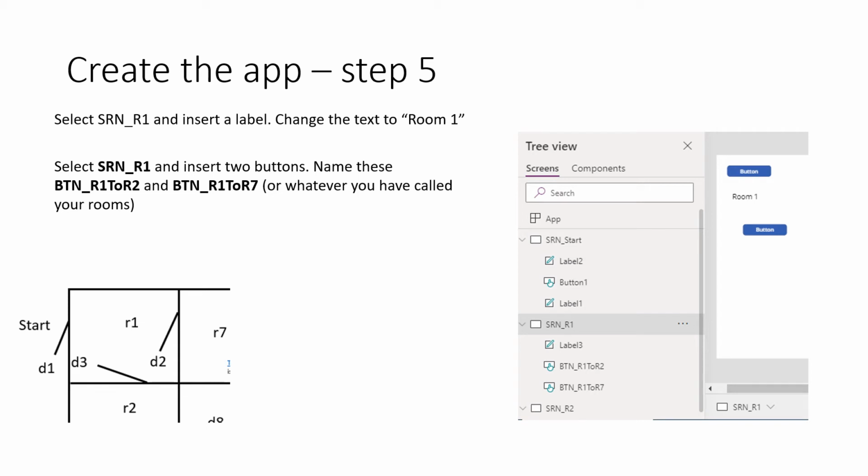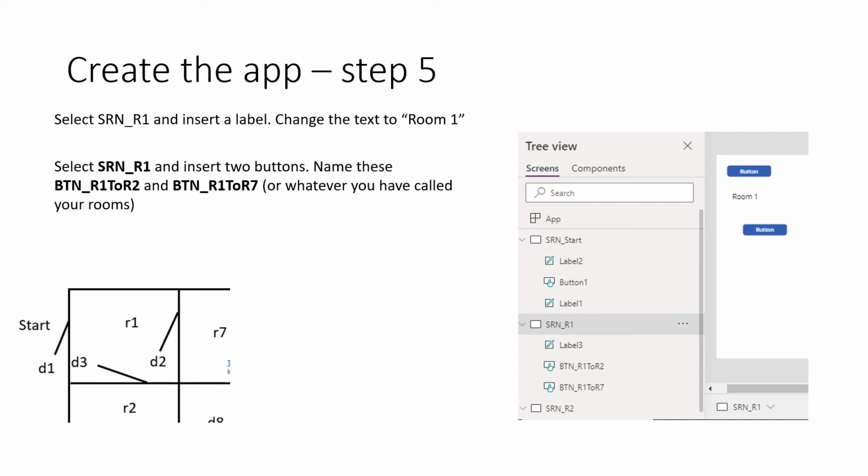And then select, in the same screen, insert, in my case, 2 buttons because I've got 2 doors. If you only had 1 door, you'd only put 1 door. If you had 3, you'd put 3. But in my case, I've got 2 doors, so I'm going to call these BTN. Again, if you rename your buttons as something BTN, then it's obvious that that's a button. And I've just put R1 to R2 because that's where I'm going, from room 1 to room 2.